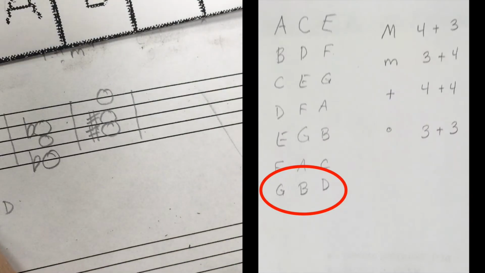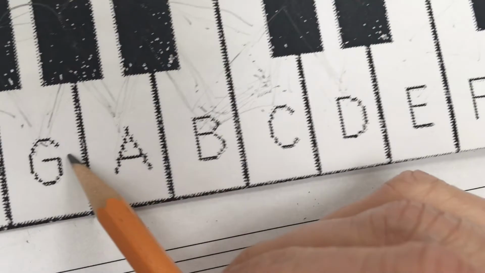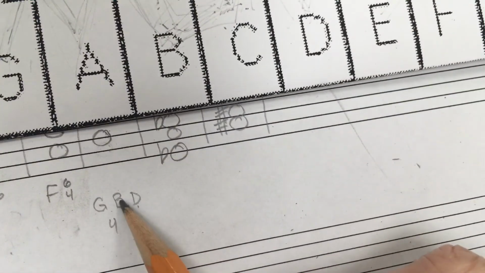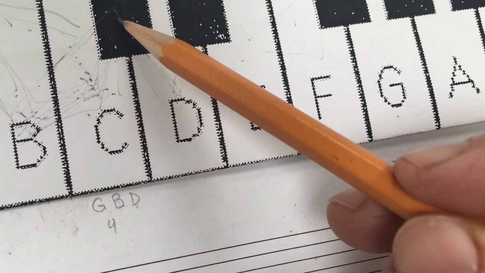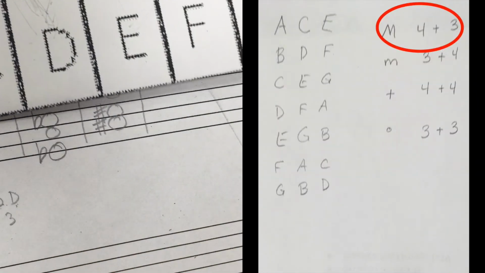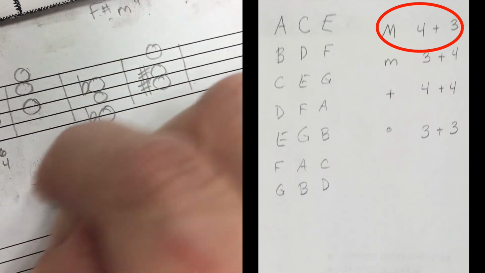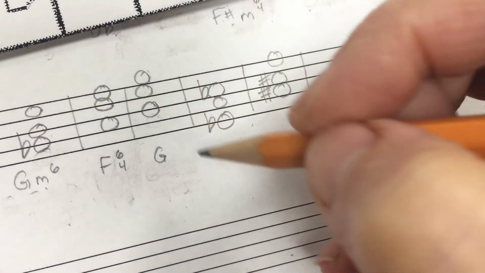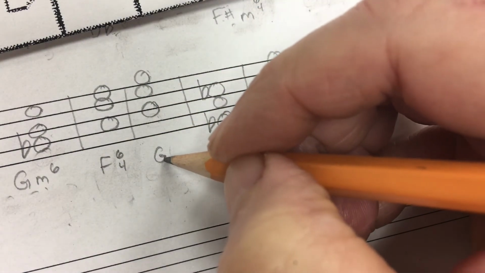Put them in triad order. G, skip a letter, B, skip a letter, D. So we know that's triad order. Now, the distance between G and B. 1, 2, 3, 4. 4 half steps. The distance between the third and the fifth. 1, 2, 3. 4 plus 3. Once again, this is the formula for a major triad. We know G is the root, so we're going to write G, and it's major, so we don't have to worry about anything with the quality because major is just plain.